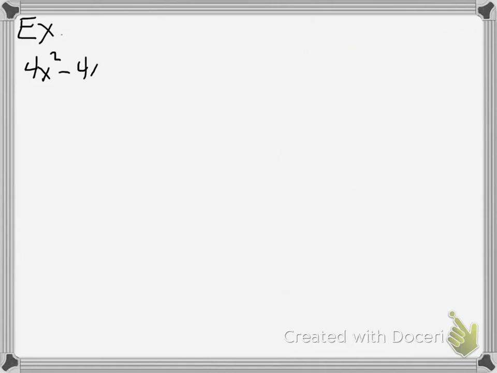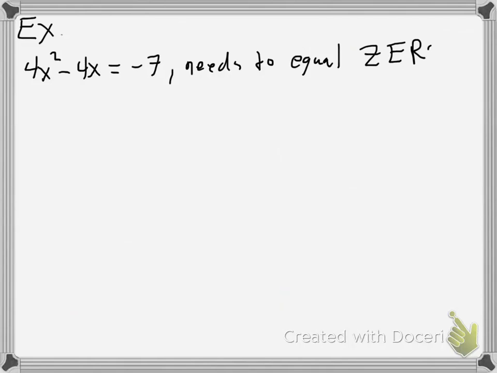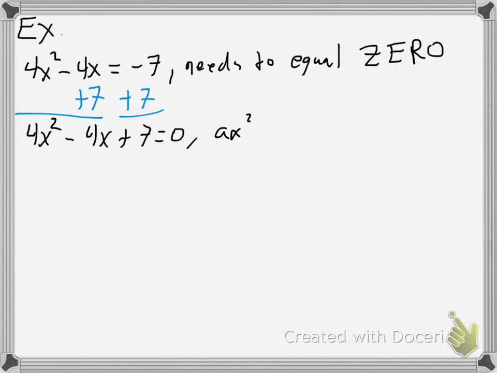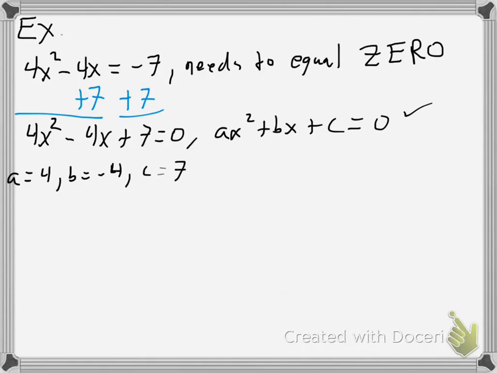And so we got 4x squared minus 4x equals negative 7. I want it in ax squared plus bx plus c equals 0 so we can tell the quadratic formula story. So we need it set equal to 0. So we're going to add 7 to both sides. And then we will rewrite, and I will tell you what the a, b, and c are. Because if we don't do this, then the quadratic formula doesn't work so nicely. So again, it needs to look like that, standard form. A is 4, B is negative 4, and C is positive 7 there.